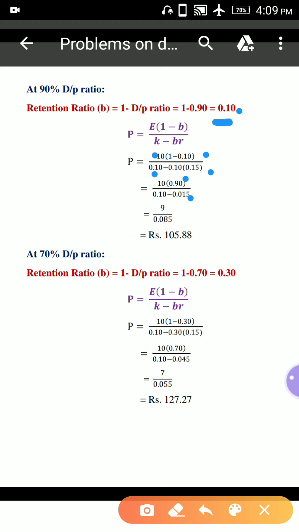0.015. Now 10 into 0.90, 9, divided by 0.10 minus 0.015, that equals 0.085. Now 9 divided by 0.085 equals 105.88. Now at 90% dividend payout ratio, the market price of the share is 105.88 rupees.